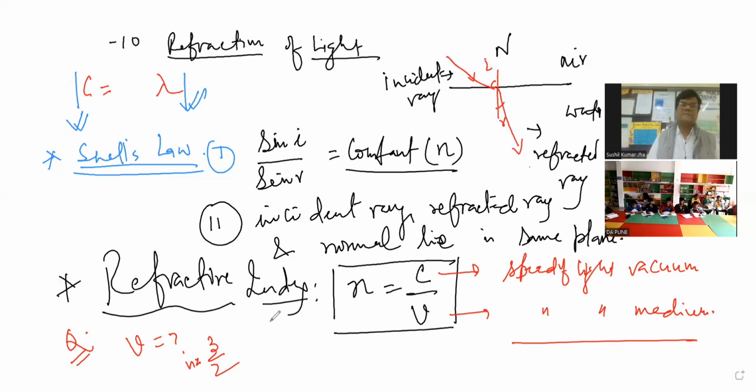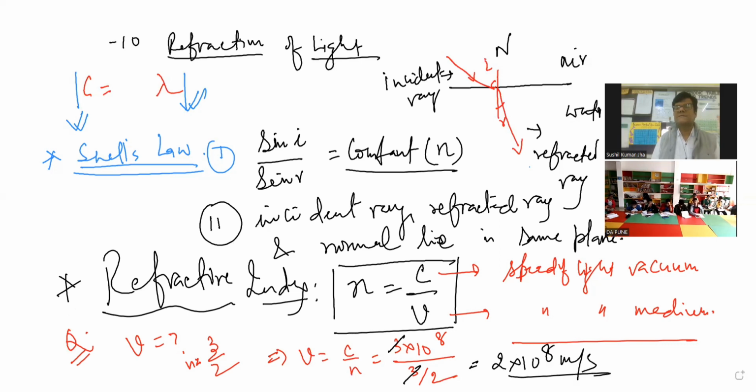So all of you see to it. We'll be using the formula n is equal to c by v. We are told to find v, therefore v would be c divided by n. c is the constant 3 into 10 raised to the power 8, and n is given, which is 3/2. Now if you solve this, the 3 and 3 cancel, and the 2 goes in the numerator. So it is 2 into 10 raised to the power 8 meters per second. This would be the answer.